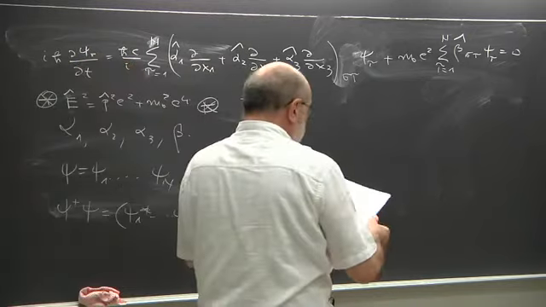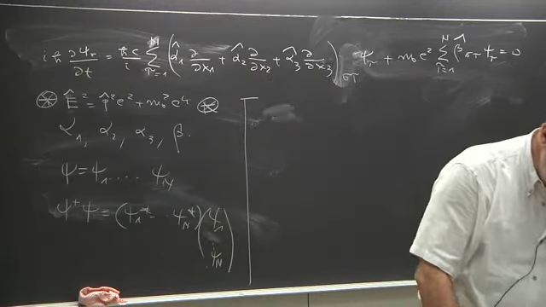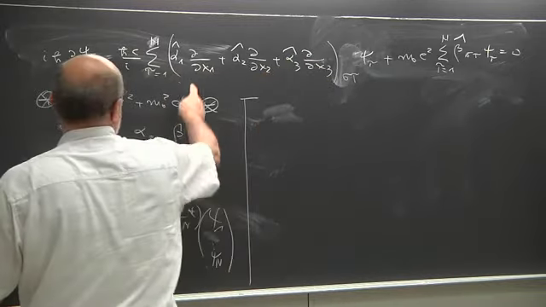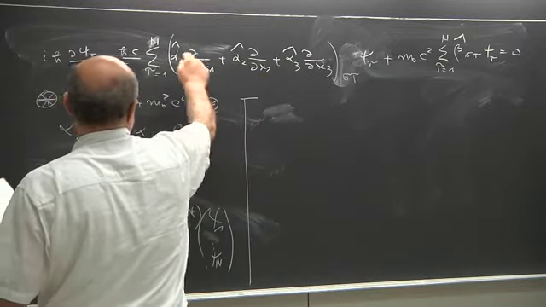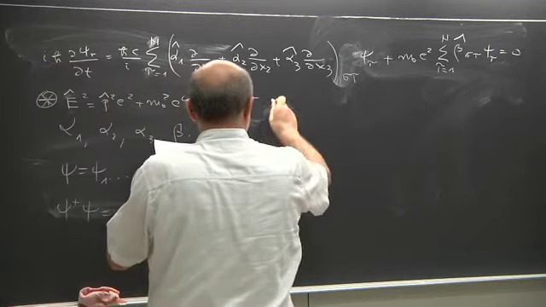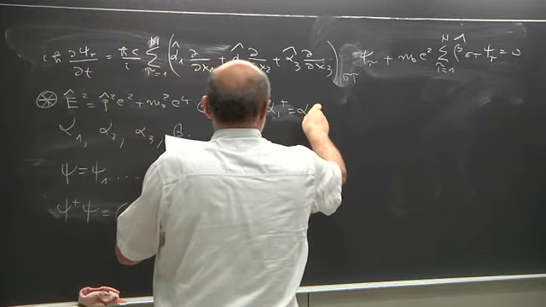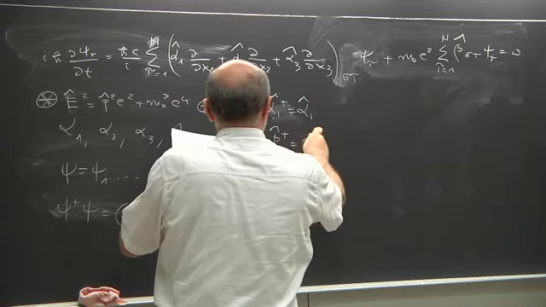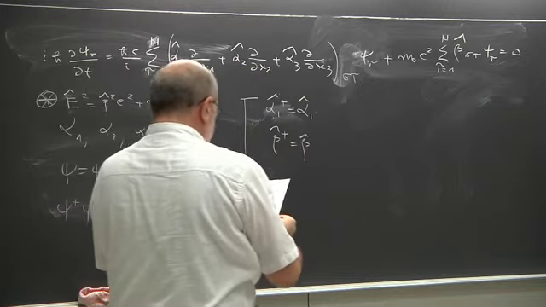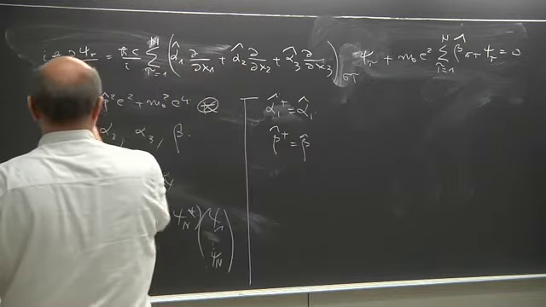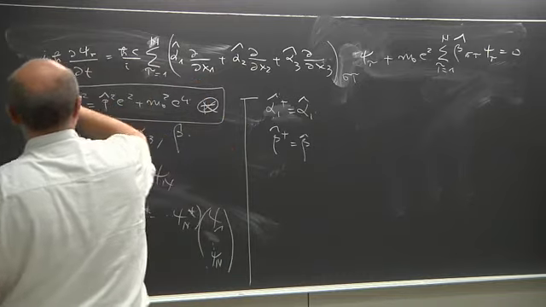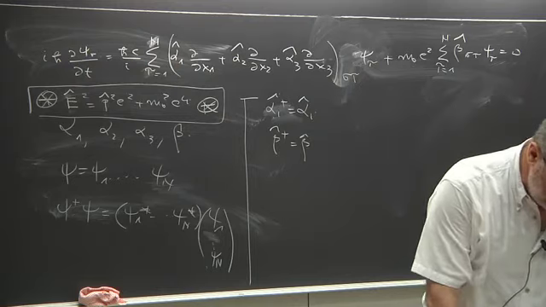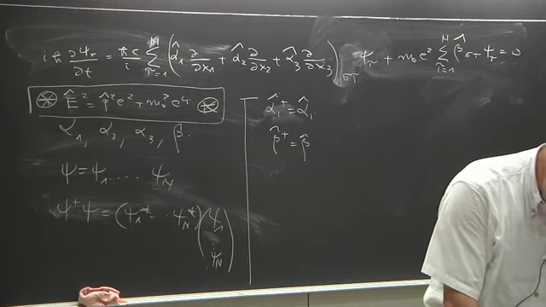Yesterday we proved that some relations had to be satisfied. First of all, as this object with the i is Hermitian, the alpha i also have to be Hermitian: alpha i dagger is equal to alpha i, and beta dagger is equal to beta. Then for this to be satisfied at the operatorial level, the alpha and beta have to satisfy some anti-commutation relations.